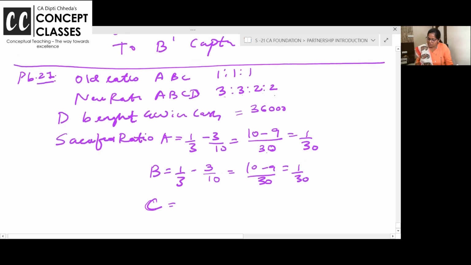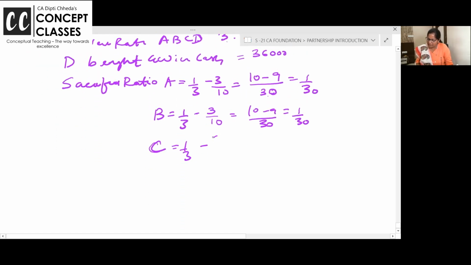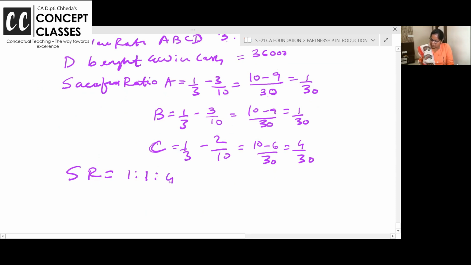C. What is C's old ratio? 1/3. What is the new ratio? 2/10. Again 30. So 10 and 6, 4/30. So what is their sacrificing ratio? Sacrificing ratio is 1:1:4. Anyone in the class having doubt?